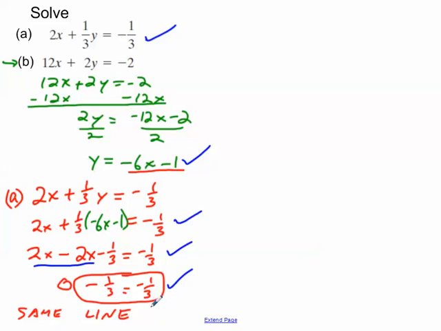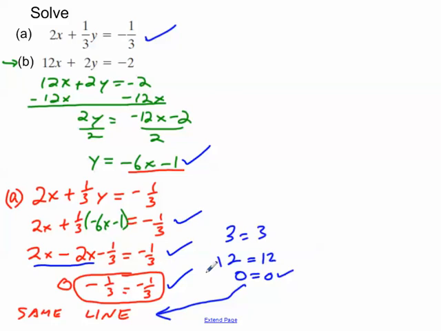and that is a situation where if you get something that looks like this, negative 1/3 equals negative 1/3, or 3 equals 3, or 12 equals 12, or 0 equals 0. Because you could take this to the next level and say, well, let's add 1/3 to this side and add 1/3 to this side, and you get to 0 equals 0. That would also mean that you've got the same line.